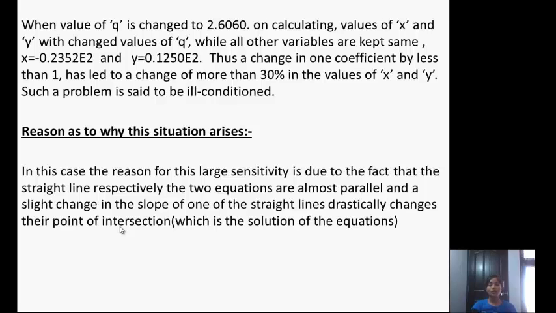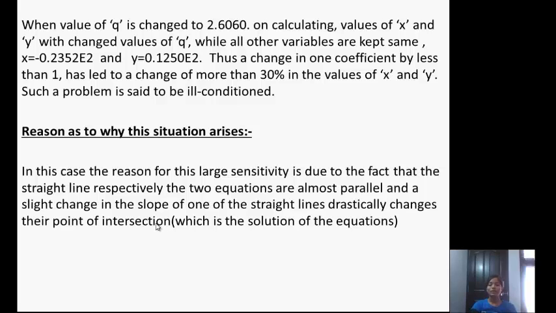Such a problem is said to be ill-conditioned, that is, when we make a slight change in the value of q, it will cause a 30% change in the values of x and y.